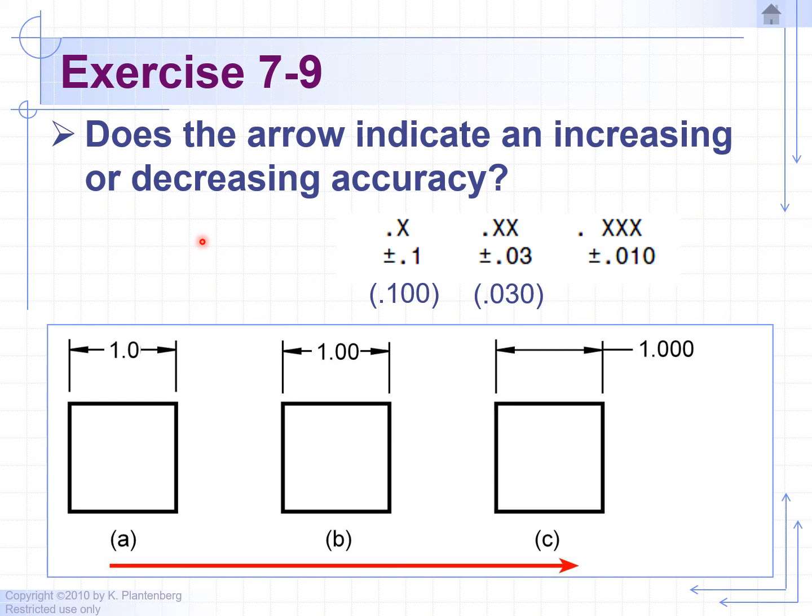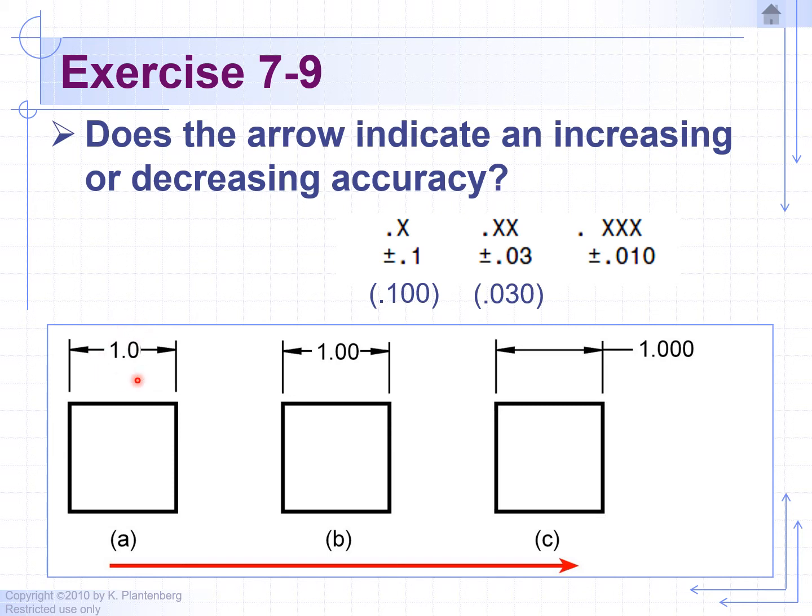Okay, let's look at dimensions with one decimal place, two decimal places, and three decimal places. Okay, so what's the difference between 1.0, 1.00, and 1.000? Does the arrow indicate an increasing or decreasing in accuracy? So here we're looking at the red arrow pointing towards the right.